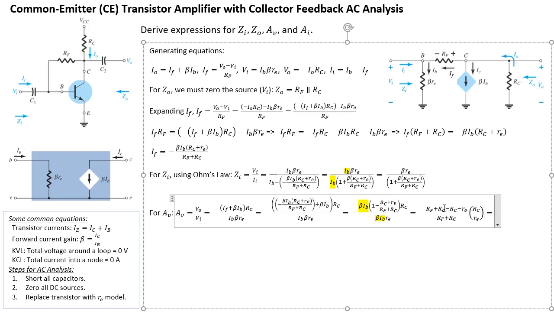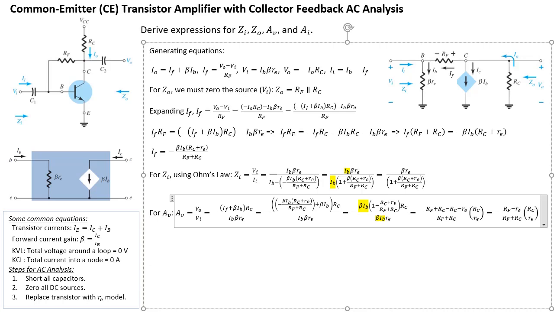So this RC and this RC will cancel out, and then you're left at the top with RF minus little RE. This is divided by, oops, sorry, let's put a bracket, so bracket RF plus RC. And of course you still have that RC divided by little RE. Okay, so that's the expression for AV.